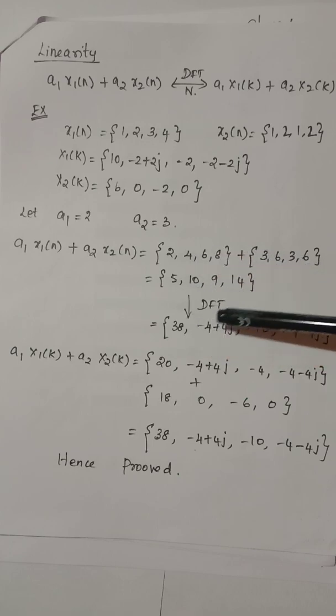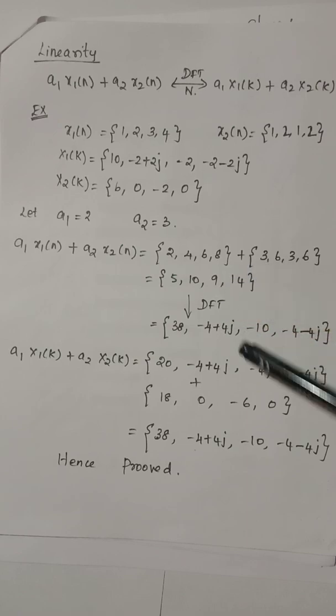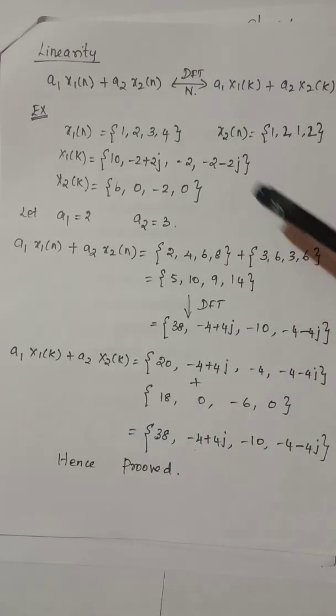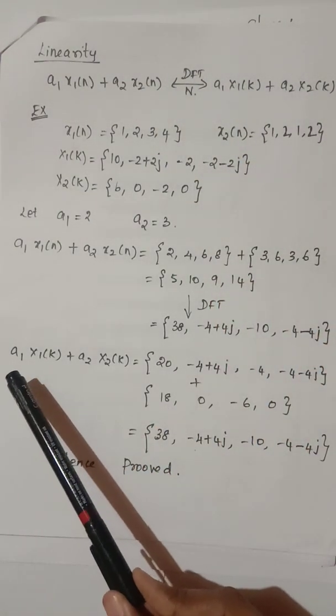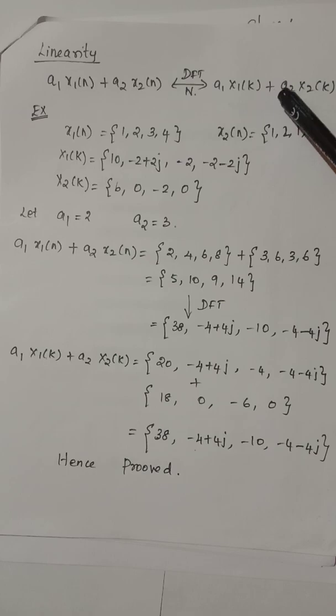Now I am going to perform DFT for this sequence. When I perform DFT of this sequence, I will get 38, minus 4 plus 4j, minus 10, minus 4 minus 4j. Now what do I need to prove? I need to prove that these two sides are equal, right? In order to do this, I am going to check the answers for the other side.